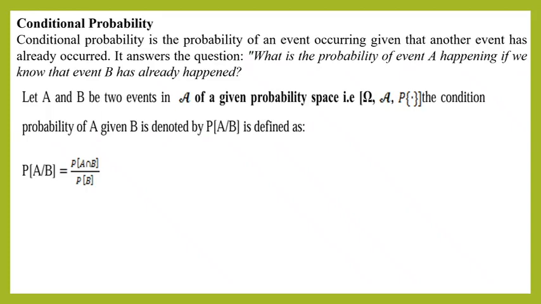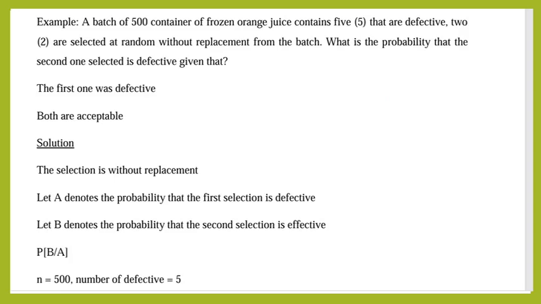Now, let A and B be two events in an algebra of a given probability space. The conditional probability of A given B is denoted as P(A|B), which is equal to the probability of A intersection B over the probability of B.